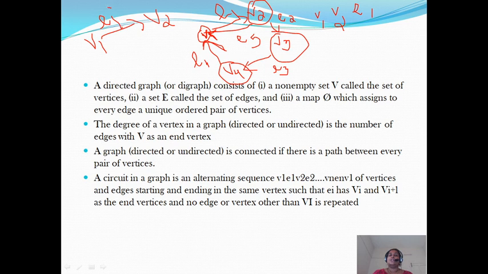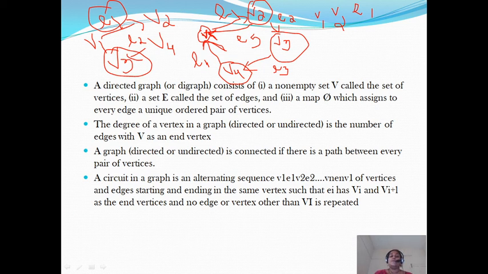So the end vertex of this edge is what? V2. If from V3 to V4 we have an edge, and from V4 to V3 we have an edge E2, which is the end vertex? The end vertex is V3. That is, the edge is coming to which vertex? That vertex is called what? End vertex. Okay, I think you have been clear about the degree of the vertex.